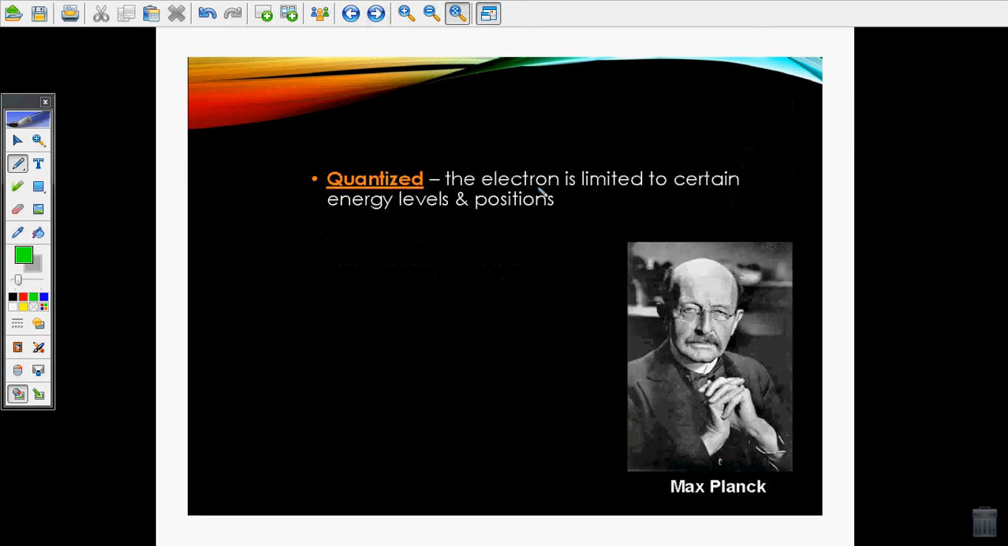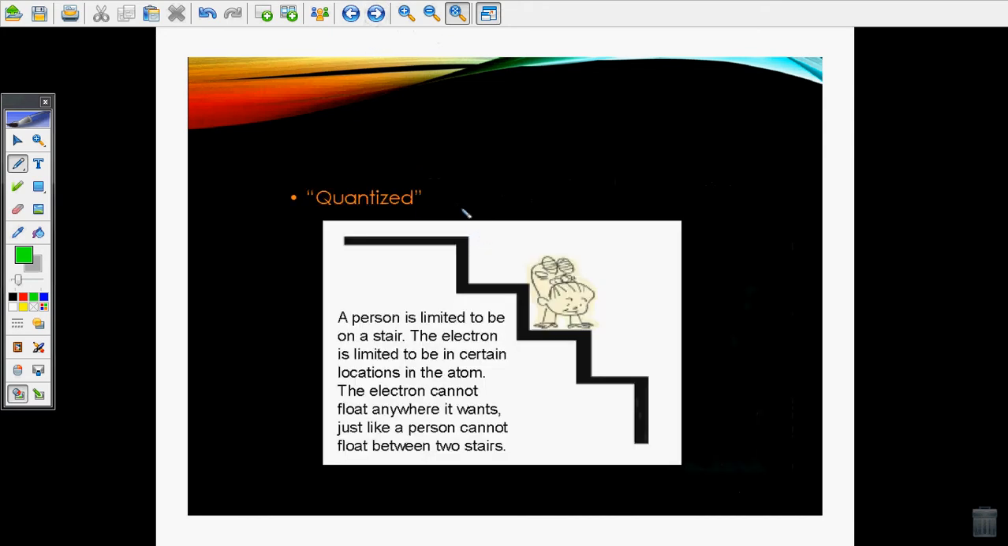It means that the electron is limited to certain energy levels and positions in the atom. So the electron cannot just be anywhere it wants to in the atom. It is limited to certain positions. An illustration of this would be a person on a staircase. Notice the person can either be here, or here, or here. And if he went downstairs, he could be here as well. He has to be on a stair. In the same way, in the atom, the electron is limited to a certain location.